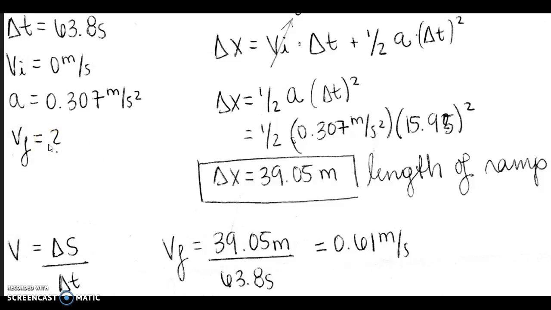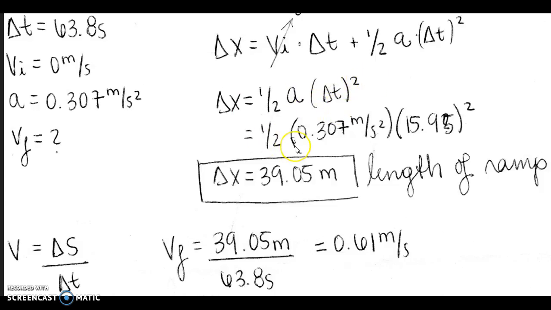So in order to first find the velocity, which is in units of meters per second, we first need to find the length of the ramp. So in order to find the length of the ramp, or the delta x, we would use this equation: delta x equals initial velocity times change in time plus 1/2 acceleration times change in time squared. However, in this question, the initial velocity is 0, so this first part of the equation becomes 0. So that leaves us with delta x equals 1/2 times the acceleration times the change in time squared.